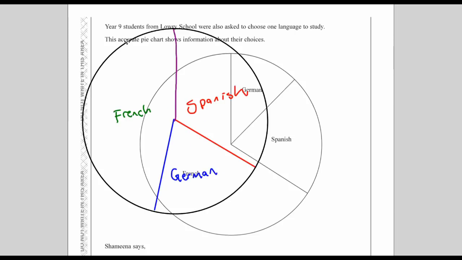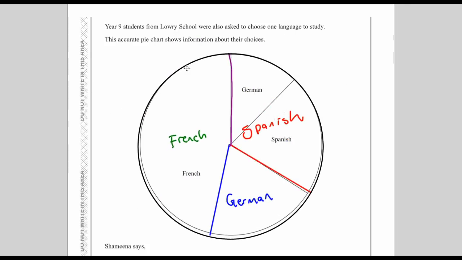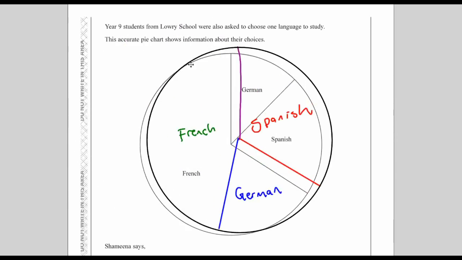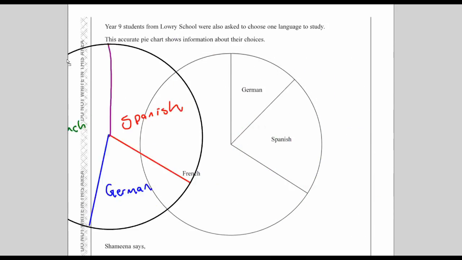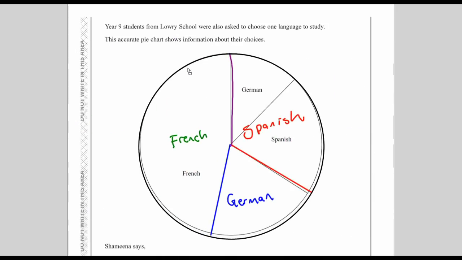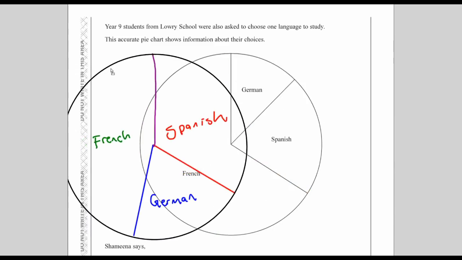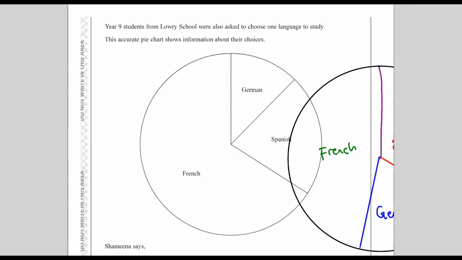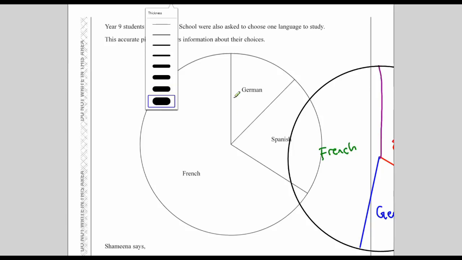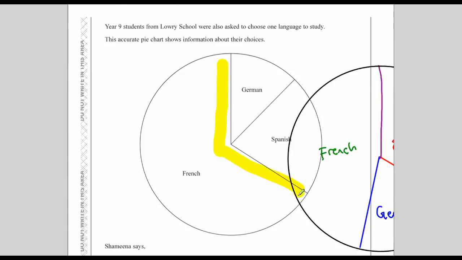Cool. So this one was Hale, and the one underneath it is Lowry. So can we see why she thinks there's more students at Lowry School than Hale? Okay, because the area for French is bigger. Just leave this guy here. So what we're talking about is this area for French is bigger than this area for French.